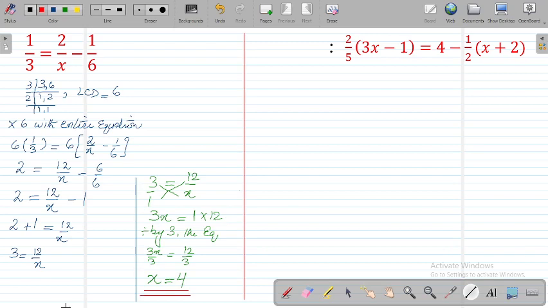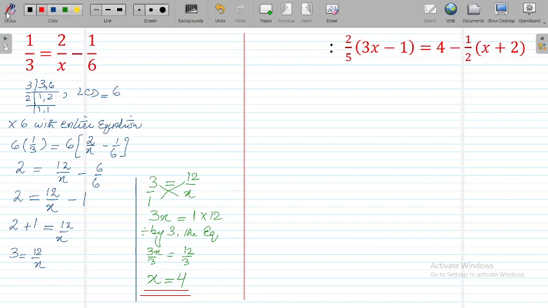So this has been solved. Another problem, slightly more on the typical side, is this. If you look at this algebraic equation, which is 2 upon 5 into 3x minus 1 is equal to 4 minus 1 by 2 multiplied by the expression x plus 2. Okay, so how to solve this problem? The approach will be very similar to what we have previously told you.